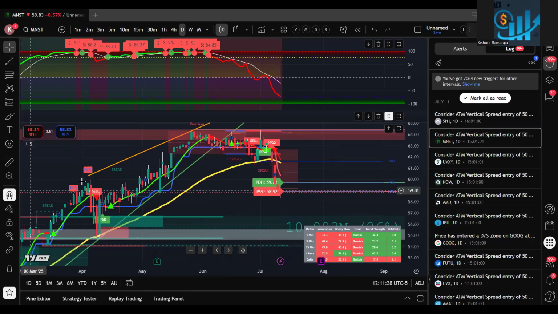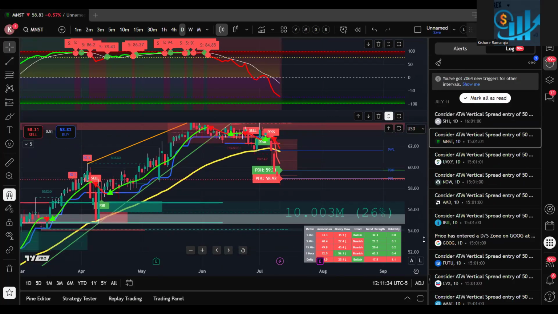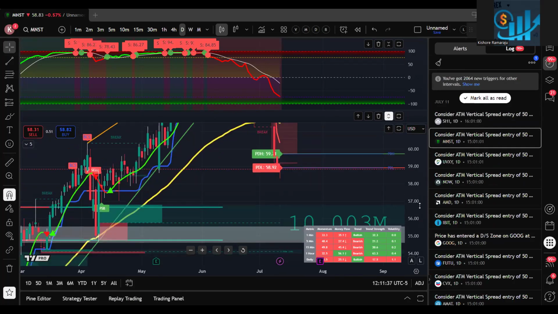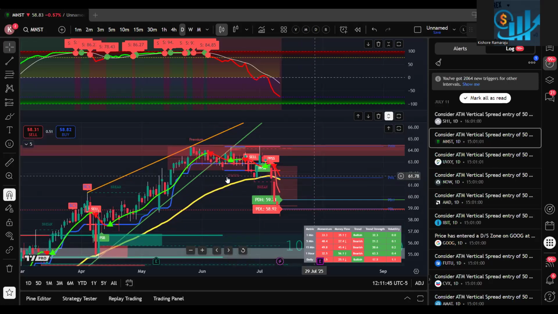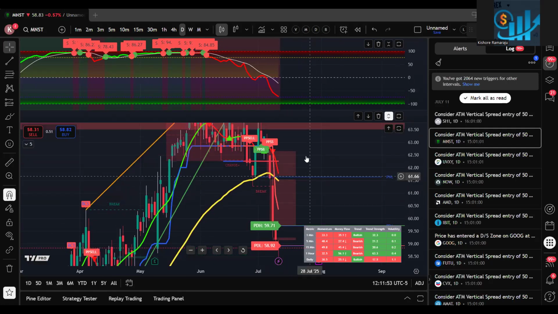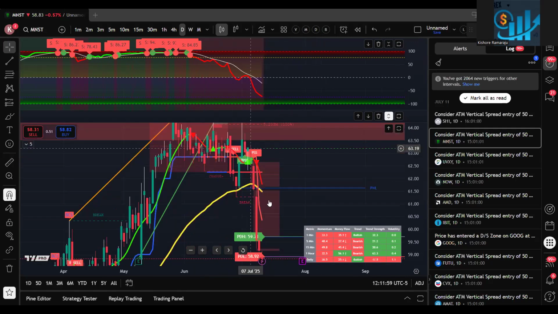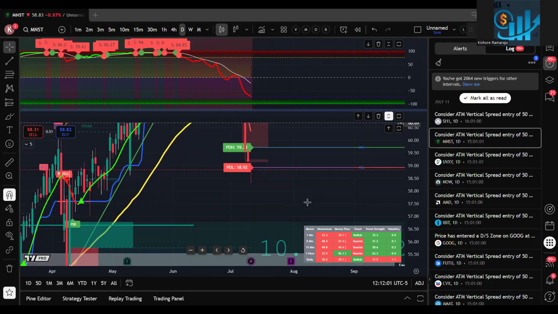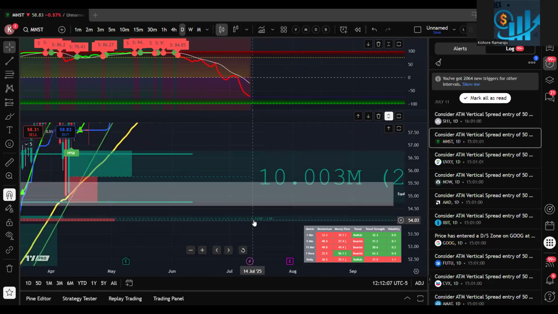Now you tell me, where do you think Monster will drop? Do you think Monster can drop further, or do you think Monster will start going up tomorrow? Right, MNST. We got a vertical spread alert. It went all the way to the premium zone, all the way to the top, and started dropping. Here you can see there are huge sell orders, nearly 5.3 million sell block. Then it started dropping. So there is a high possibility for it to go all the way to $55, or it can even drop to $54.